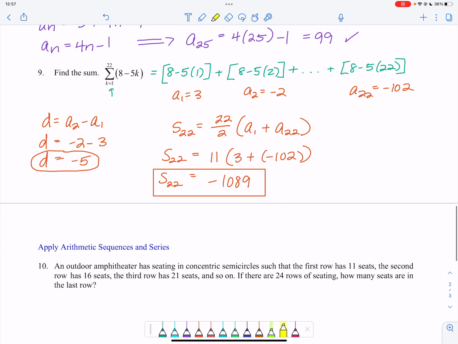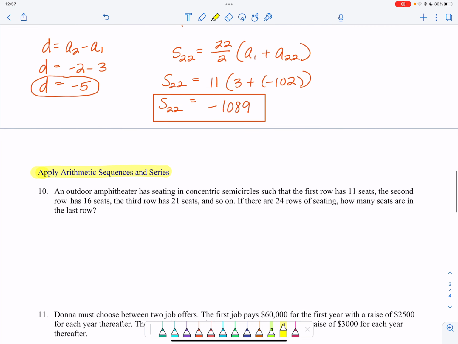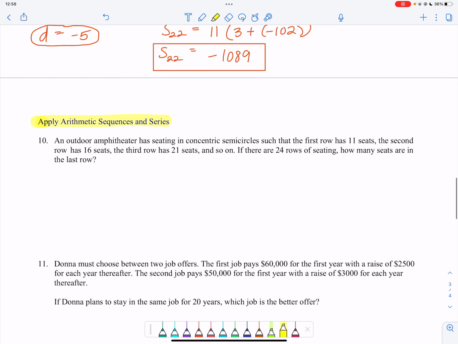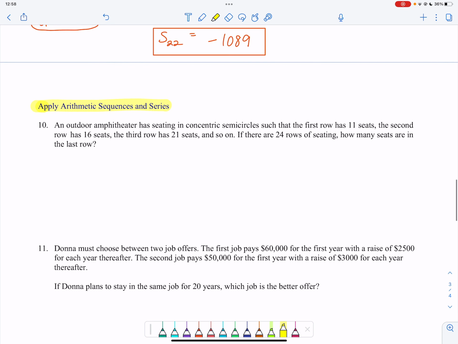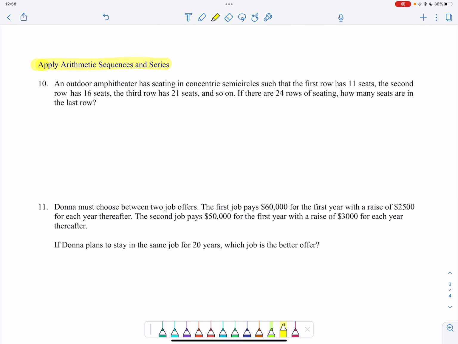Okay, now let's look at some applications with arithmetic sequences and series. An outdoor amphitheater has seating in concentric semicircles such that the first row has 11 seats, the second row has 16 seats, the third row has 21 seats, and so forth. Let's write that down. They're giving us a sequence, 11, 16, 21, and so on. If there are 24 rows of seating, how many seats are in the last row? So really what we're looking for is this.